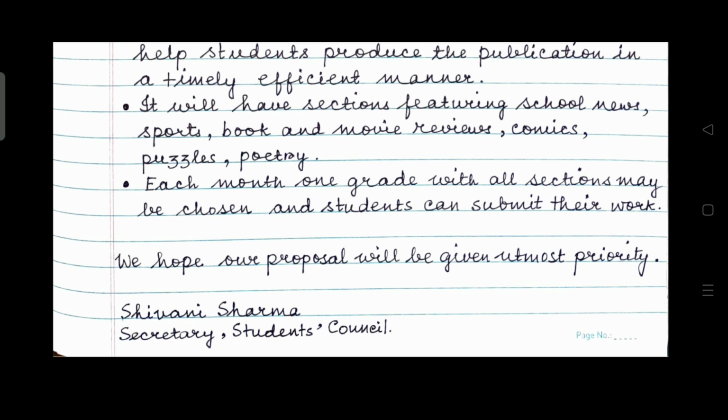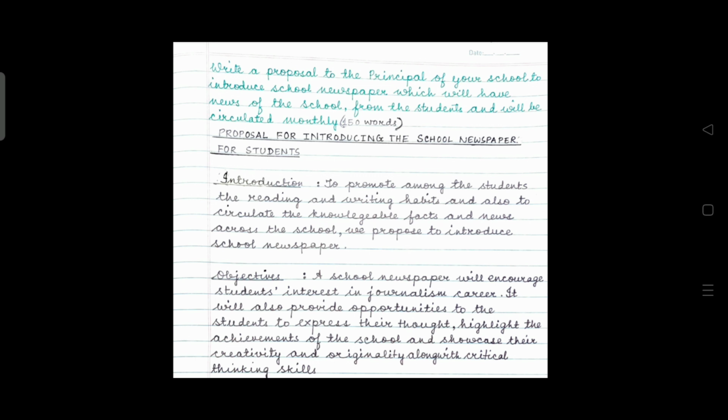Leave another line and write name and designation. Here again, if you have been instructed by your teacher to mention these two points, write them. If your teacher has not asked you to mention the name and the designation, do not write that. I'll quickly read the proposal once again for you.